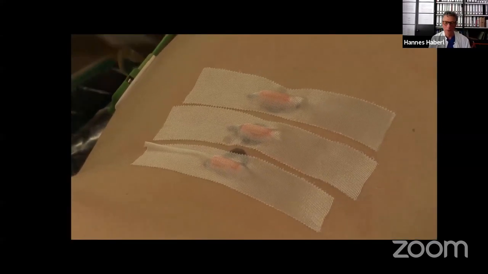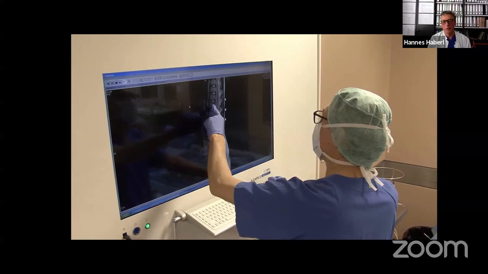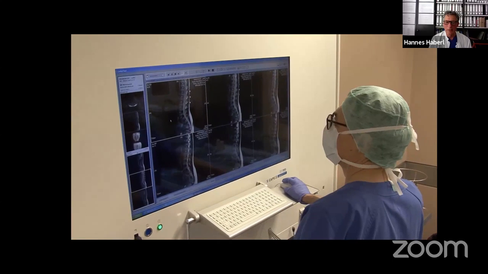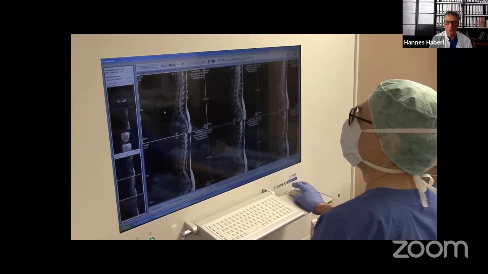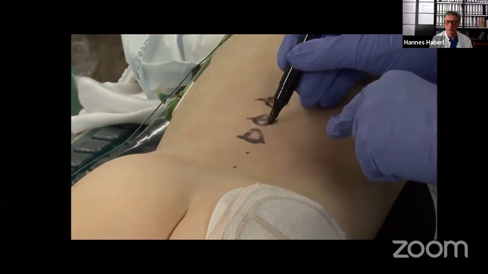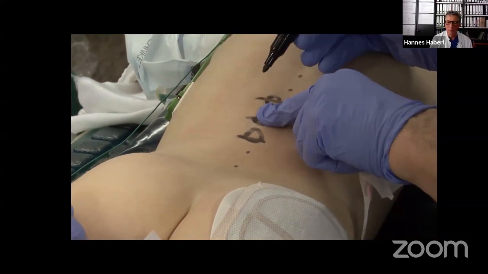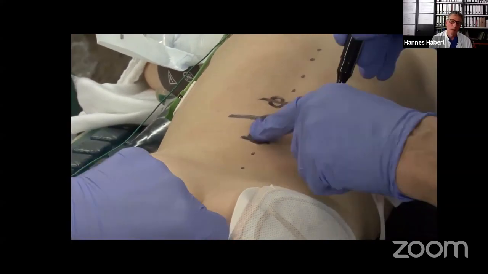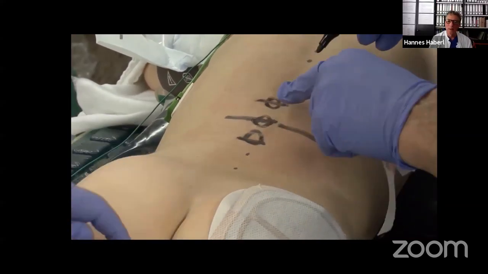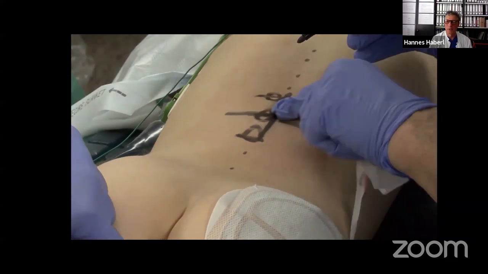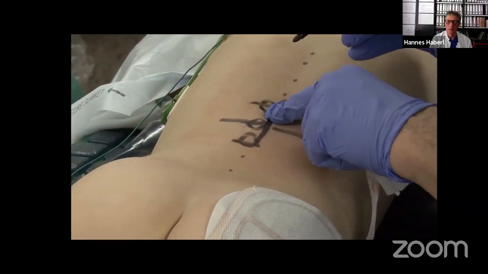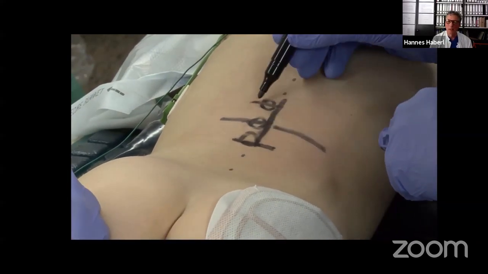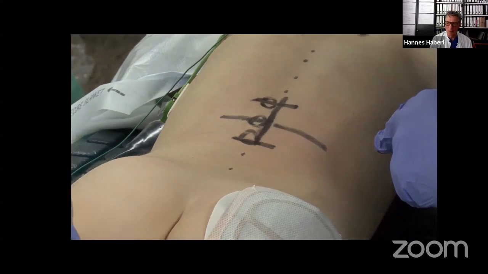This is a kind of primitive navigation. We just take the child through a little MRI we have besides the OR and just mark the conus of the spinal cord and the neighboring spinal process. This will be the skin cut, to expose the 3 spinal processes, although we do a single level laminectomy here.